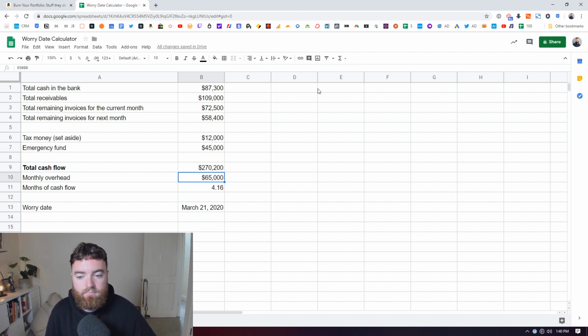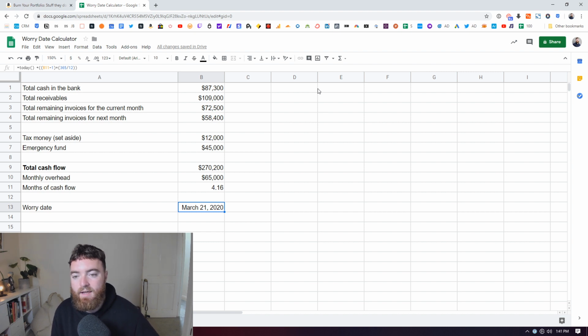We then have our monthly overhead, so salaries, office, bills, all that kind of stuff. We divide our total cash by our monthly overhead, which gives us how many months until we run out of money. And in this example, it's 4.16 months. So if nothing else changed, our money would just run out in 4.16 months. Then we subtract a month from that and put a date on the calendar, March 21st, 2020. That's our worry date. Until that point, we don't need to worry about that.